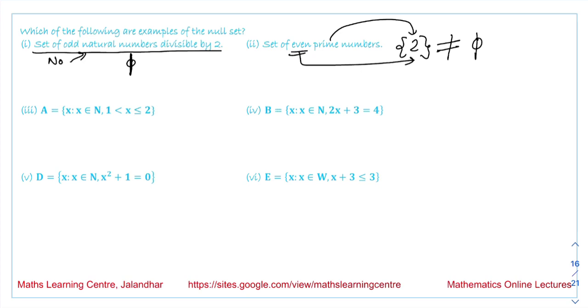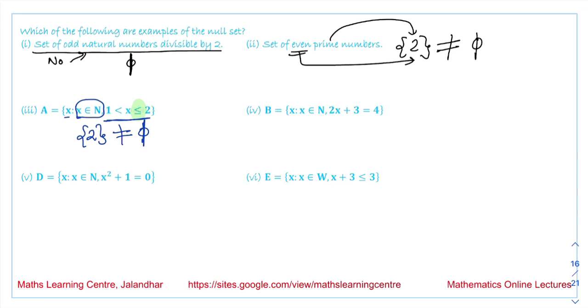Next is the set X. So X is a natural number and these are the values given to us. It is important to note over here this equal to sign. So this set contains an element 2. So this set is not equal to the empty set.